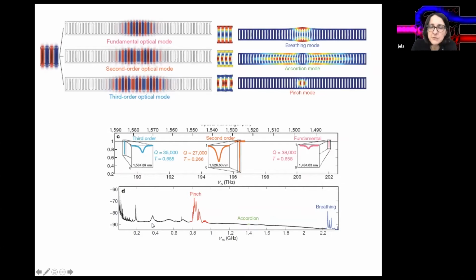And in this experiment, they're just exciting a certain optical mode, I believe it was the fundamental, and radiation pressure would also excite mechanical resonances because optical and mechanical modes are coupled in this system. Then you would see these different mechanical modes in the RF spectrum of the system. Their shapes are again shown in the picture on the top right, and the RF spectrum is shown at the bottom. And you see that their mechanical resonances are in the range of around gigahertz.